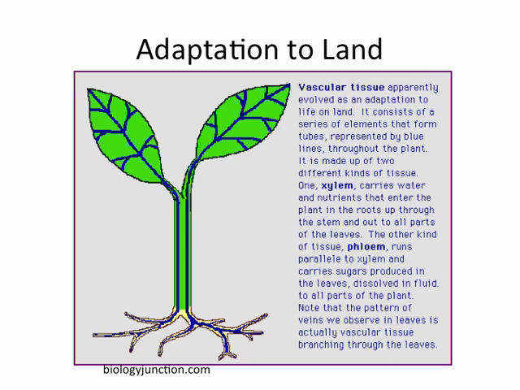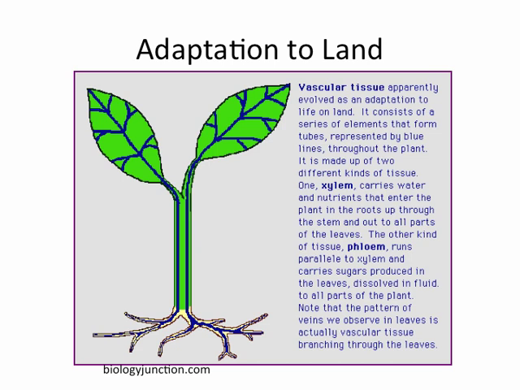And then the phloem is the tubes that come all the way from the leaf all the way down to the root, because you're going to make the sugar, the food, in that leaf, and then it's going to be moved from there. And so the phloem runs parallel to the xylem and carries sugars produced in the leaves. And these solutes are dissolved in fluid, that would be water, and that's moving these things to all parts of the plant.